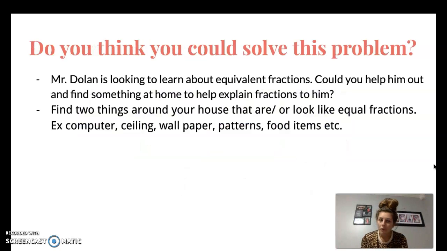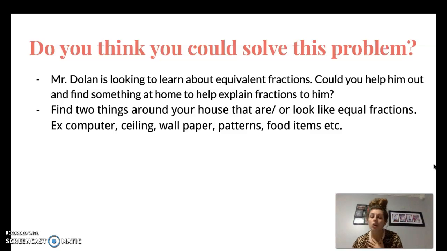Do you guys think you could solve this problem? Here we go. Mr. Dolan is looking to learn about equivalent fractions. Could you help him out and find something at home to help explain fractions to him? I need you to find 2 things around your house that are or look like equal fractions. For an example, computer, your ceiling, wallpaper, different patterns, food items, anything you can think of. Okay? Once you get those two separate things, you're going to see if they are equivalent or not equivalent, which secret, they should be because you are looking for equivalent fractions.